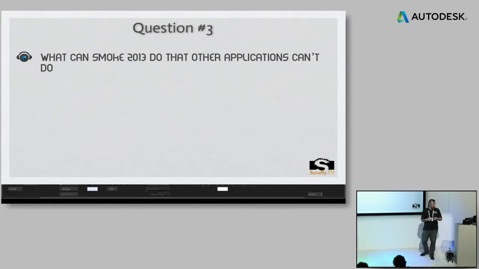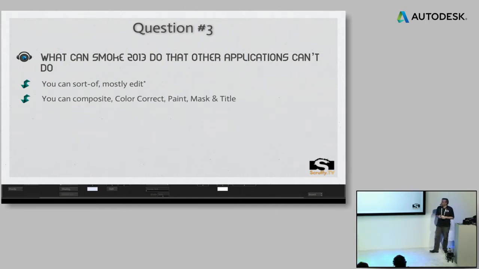Question 3. What can Smoke do that other applications can't do? Well, one of the interesting things about Smoke is that you can sort of mostly edit, asterisk. I'll get back to that. You can composite, color correct, paint, mask, title. You can import and use 3D.